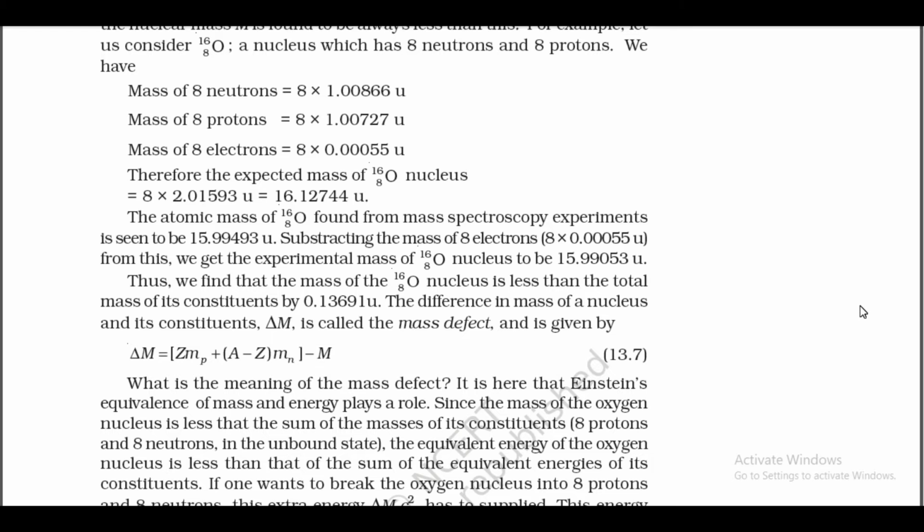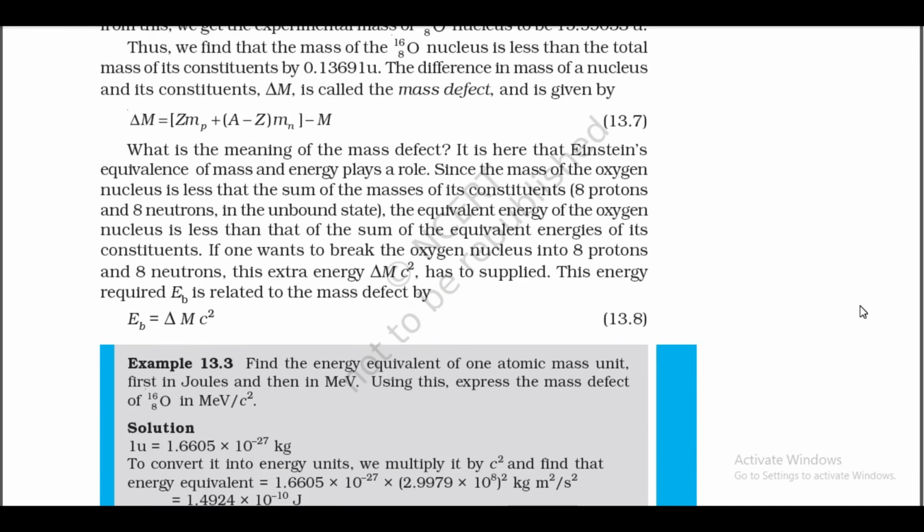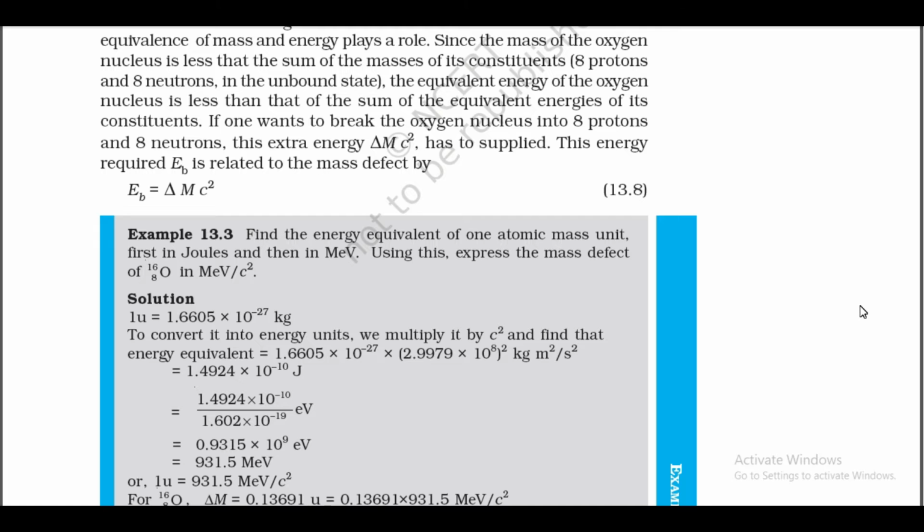What is the meaning of the mass defect? It is here that Einstein's equivalence of mass and energy plays a role. Since the mass of the oxygen nucleus is less than the sum of the masses of its constituents, 8 protons and 8 neutrons, in the unbound state, the equivalent energy of the oxygen nucleus is less than that of the sum of the equivalent energies of its constituents. If one wants to break the oxygen nucleus into 8 protons and 8 neutrons, this extra energy Δmc^2 has to be supplied. This energy required, EB, is related to the mass defect by EB = Δmc^2.